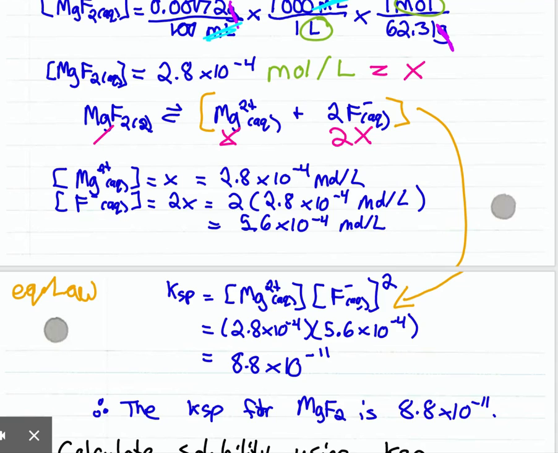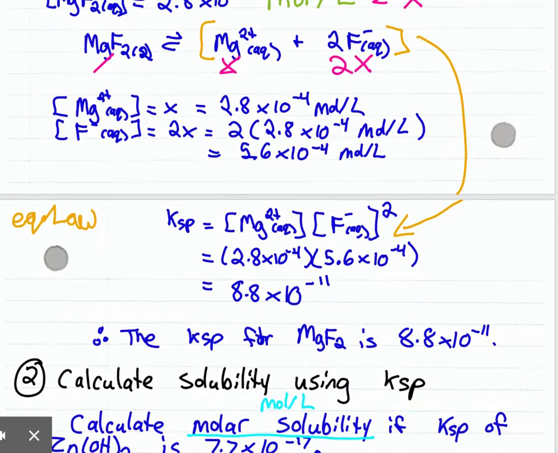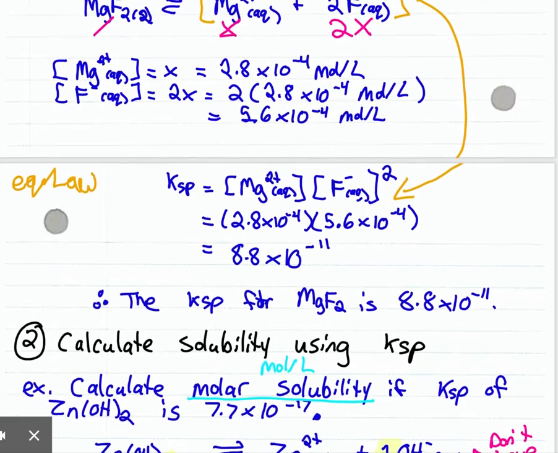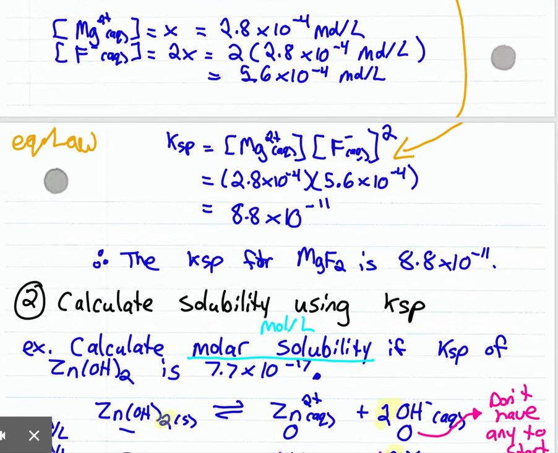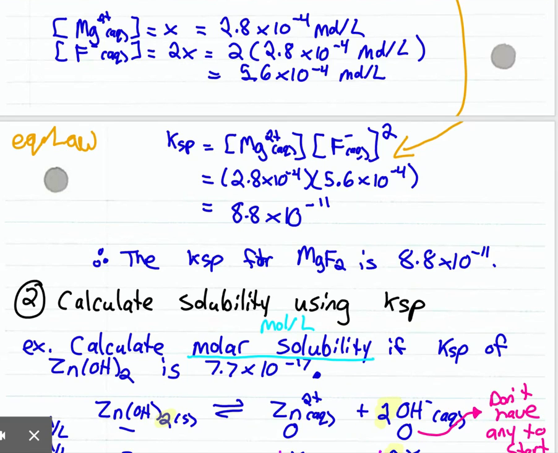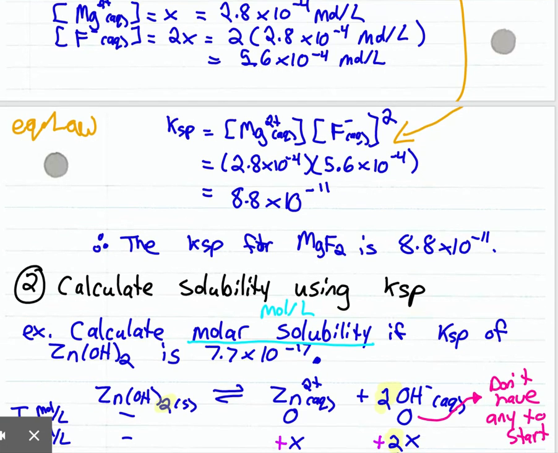So now let's look at another example, our second type. We're going to calculate solubility using KSP. And in our example, it says calculate molar solubility if KSP of zinc hydroxide is 7.7 times 10 to the negative 17. So we know that our equilibrium is our zinc hydroxide dissociating into 1 zinc ion and 2 hydroxide ions.